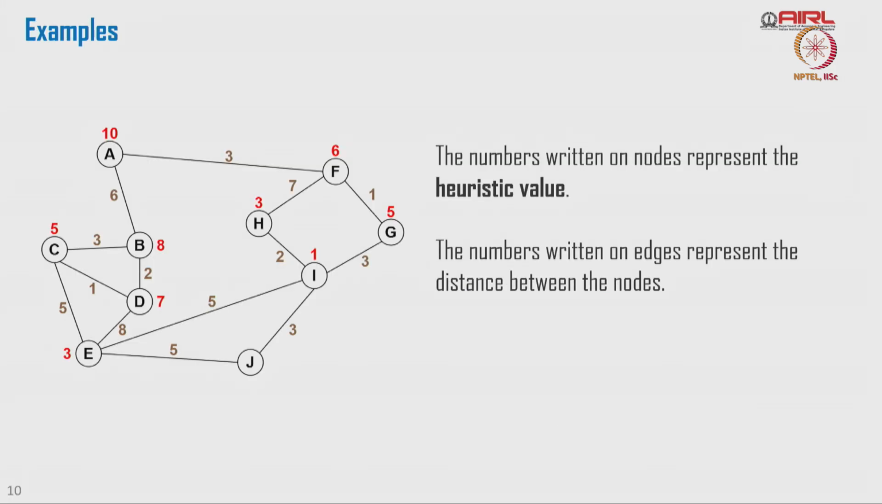Fine. Now, we will talk about one example, and it will be easier to understand how A star is working and how it is different from the previously discussed Dijkstra algorithm. So, this is the graph we are talking about. It has nodes from A to J: A, B, C, D, E, G, F, H, I, J.